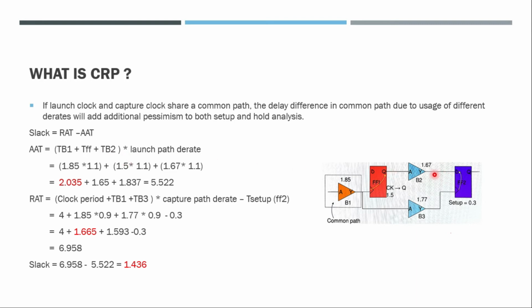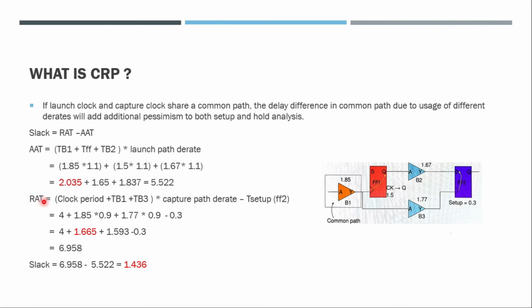But we are derating it by the launch path derate. Let's say the launch path derate is 1.1. We do that because we are doing setup analysis now, for example. So I have just multiplied each of them by 1.1. We get 2.035 for this value, and finally we'll get 5.522, whatever.